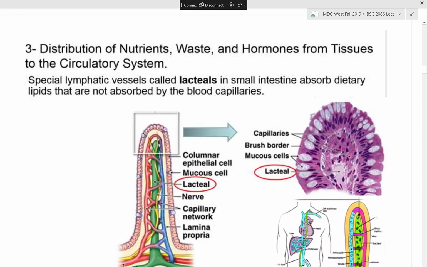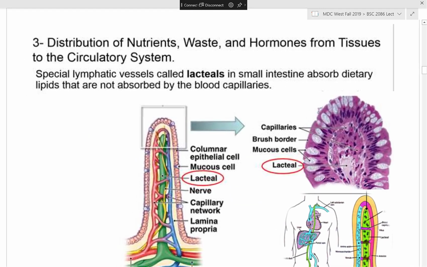Okay. The next one is the distribution of nutrients, right? That we covered. We said that to distribute nutrients, waste products, hormones, right, to the circulatory system. So not only whatever is left in the interstitium, but as well as when you ingest food. When you ingest the food, you're getting what? Nutrients into your body, correct? And that nutrient needs to be absorbed into your bloodstream. How's that going to happen? Well, most of the nutrients are absorbed through the capillary network, so the blood capillaries.